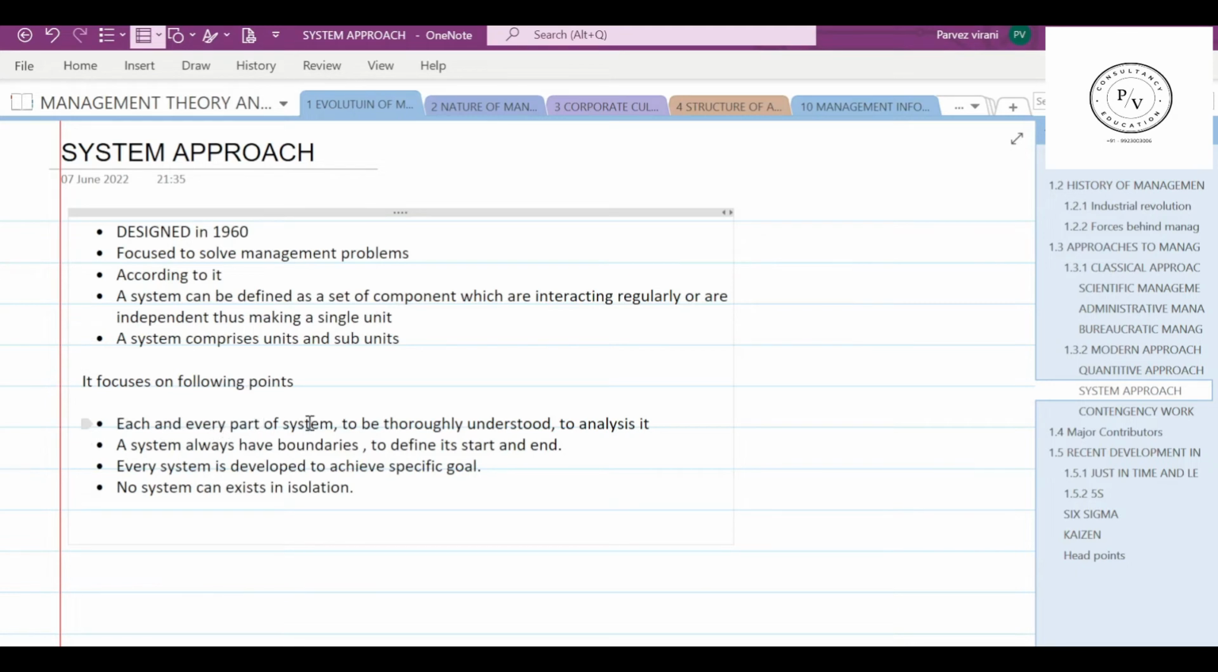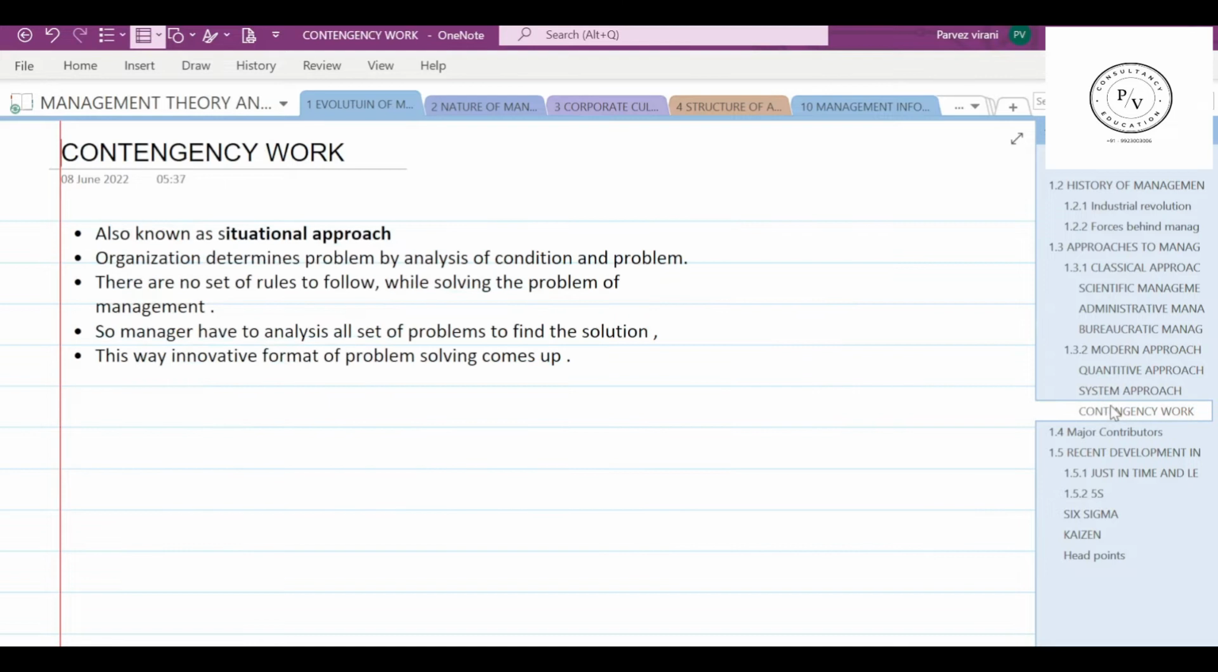That's system approach. It focuses on the following points. Each and every part of the system is to be thoroughly understood to analyze it. A system analysis always has boundaries to define its start and end. Every system is developed to achieve a specific goal. No system can exist in isolation. That is system approach. Let's go to the contingency approach, the third part of it.